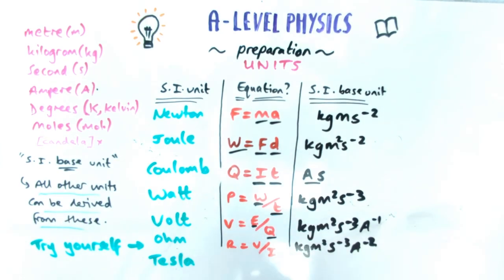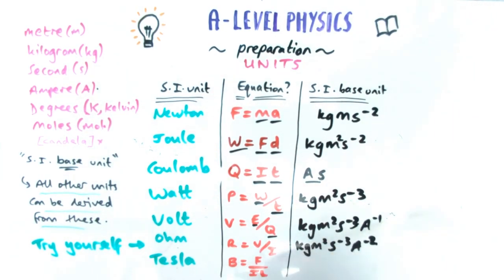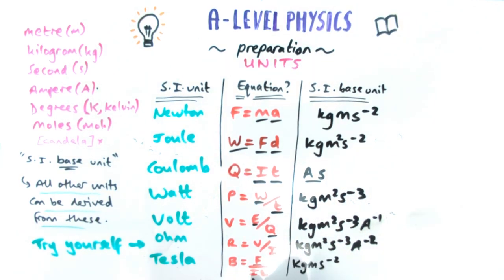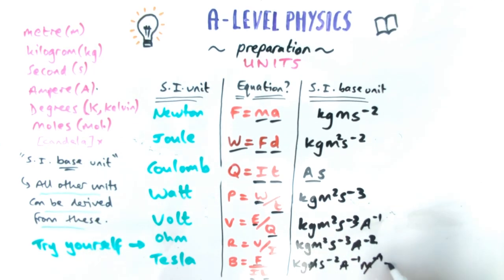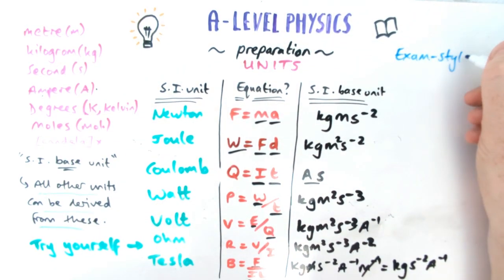Now Tesla only comes up once in GCSE. It comes up more at A level, but you can use the F equals BIL equation and rearrange it for B, for magnetic flux density. And we know what force is because we've written it down already. That's kilogram meters per second squared. Divide by current and divide by length. And because I've got m to the power 1 and m to the power minus 1, that cancels, so it looks a bit neater. We've got kilograms seconds to the minus 2, amps to the minus 1.